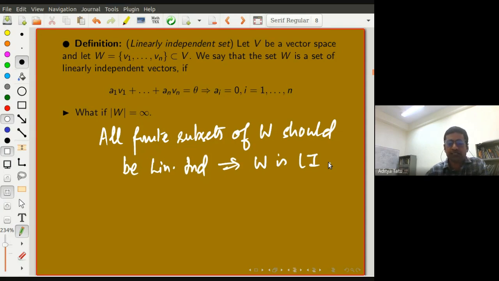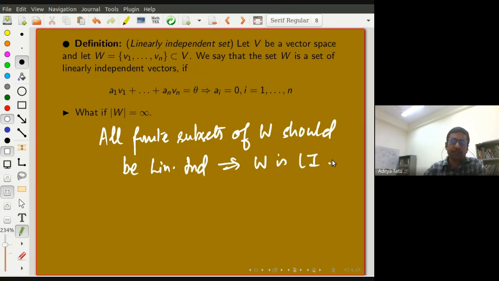Again, I hope you see the difficulty here. There's no way that we can define an infinite linear combination on only vector space structure. We need something more that you may or may not be able to cover in this course. So for now, the set W is linearly independent if all its finite subsets are linearly independent, and we have defined what is meant by a linearly independent finite set. The definition given in the slide.